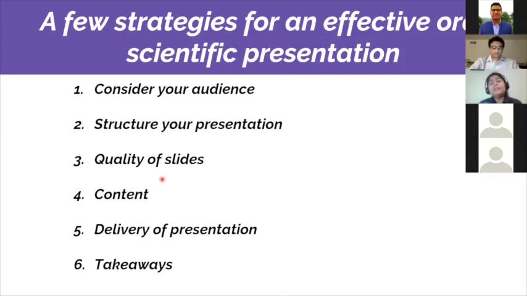And then definitely delivery of the presentation. When you are delivering your presentation, you must be poised and smooth. You have to maintain the right pace throughout your seminar. And definitely your presentation must be understandable. And the last one, definitely you should include the takeaways, meaning you need to include a clear message, a clear summary of your talk. So those are the 6 strategies you can use to have a good oral presentation.